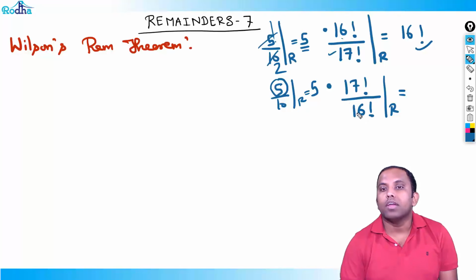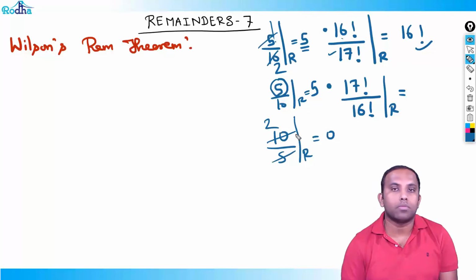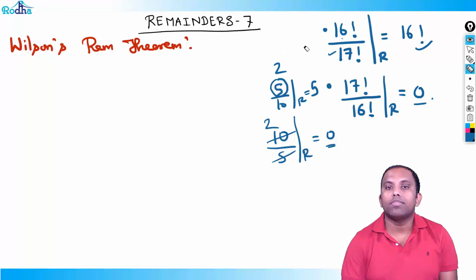Now 17 factorial by 16 factorial. In this case, the denominator completely divides the numerator. Suppose, what is the remainder of 10 by 5? The remainder is 0, because 5 completely divides 10. Nothing is left as remainder. So what is the remainder? 0. Here also 16 factorial completely divides 17 factorial, so the remainder is 0. Small concepts.